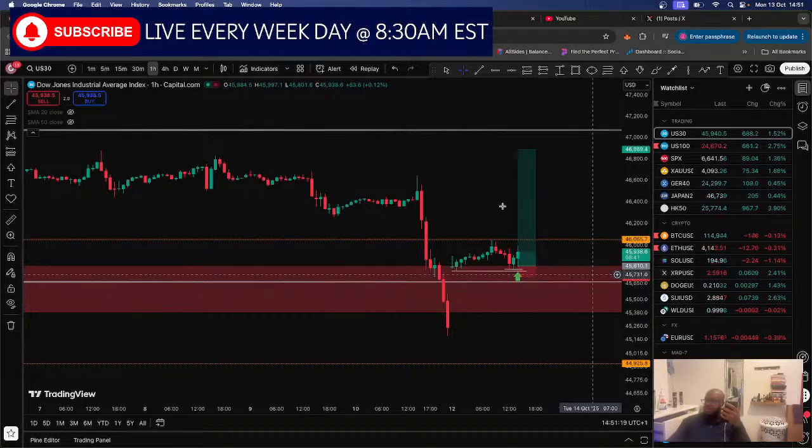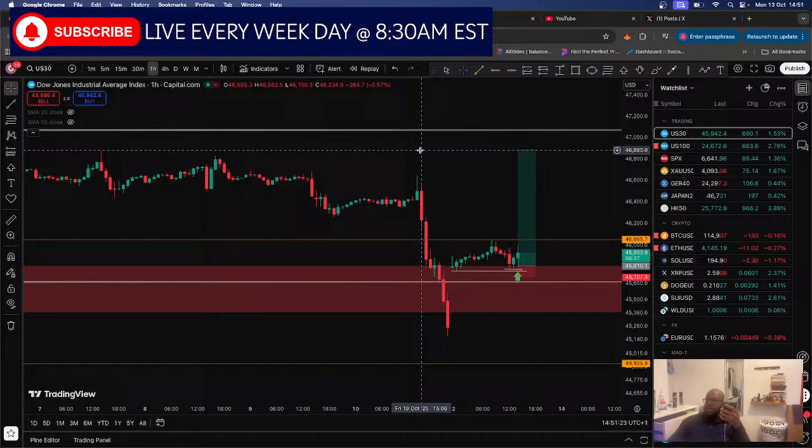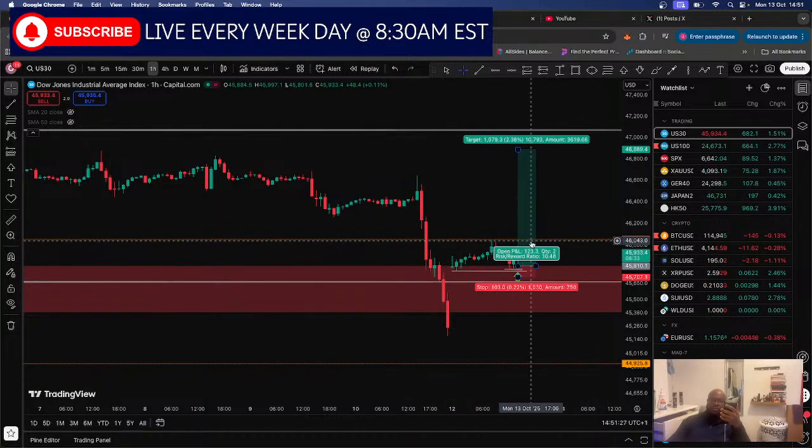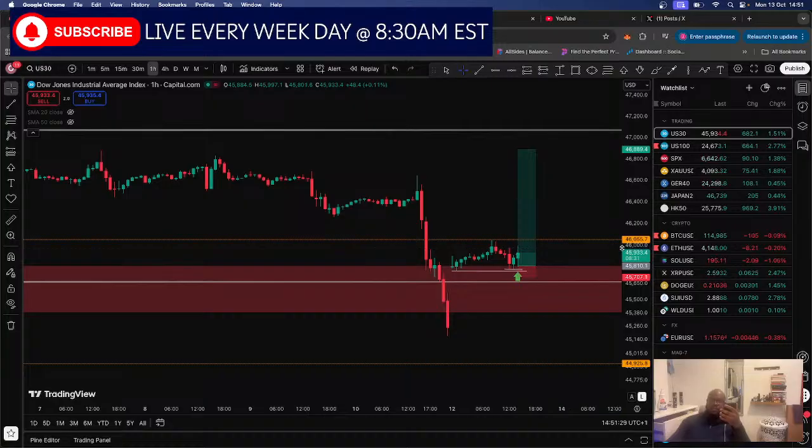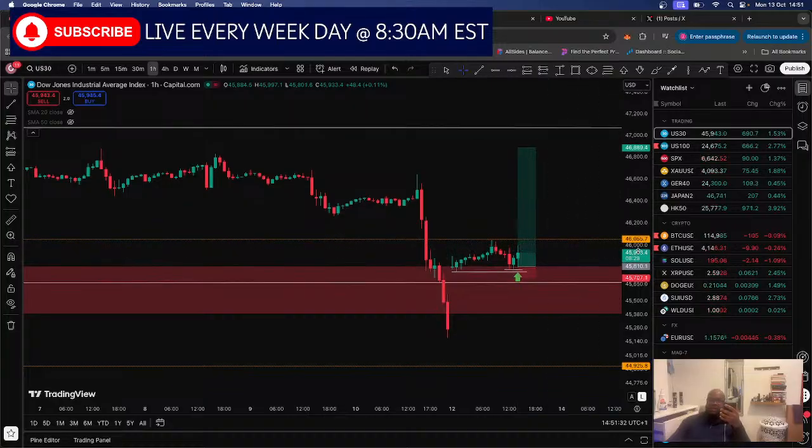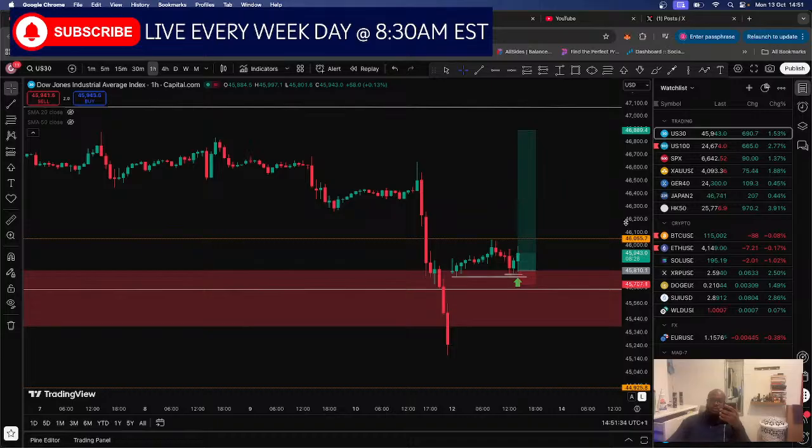If we can't get above this order block, then we can't confirm the uptrend on the hourly chart and the 4 hour. So this is the most important level. We need to get above this level literally in the next 5 minutes. We have to. If not, I'm out of this trade. And it looks like we're about to fail again. Patience, guys.